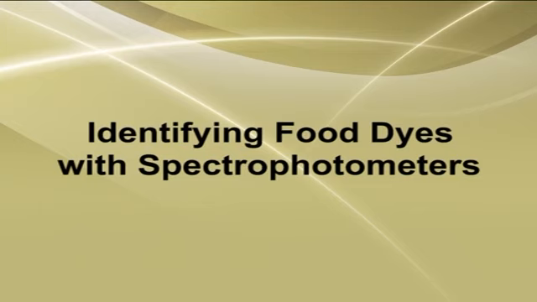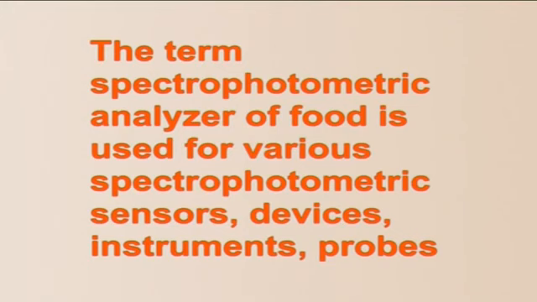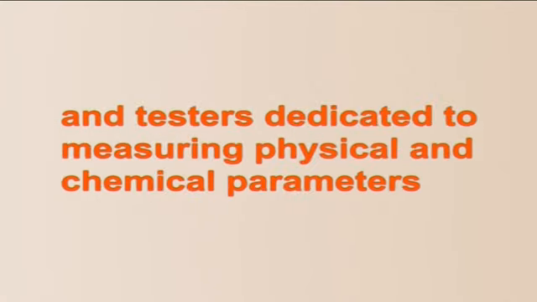First one, identifying food dyes with spectrophotometers. The term spectrophotometric analyzer of food is used for various spectrophotometric sensors, devices, instruments, probes and testers dedicated to measuring physical and chemical parameters. Characterizing ingredients in food products and beverages.